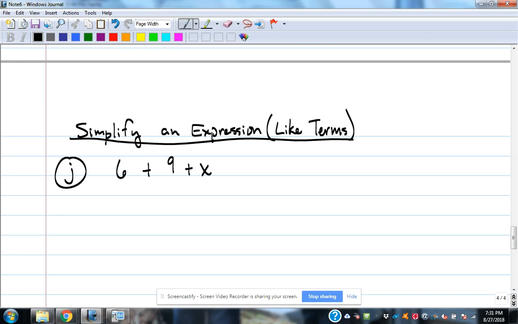They're both plain numbers, so you put them together. 6 plus 9, 15. The plus x didn't have anybody like him. Does that mean he's left out of the problem? No, it means he comes with us. All right? Leave nobody out. 15 plus x. If you wrote x plus 15, it's the same thing.